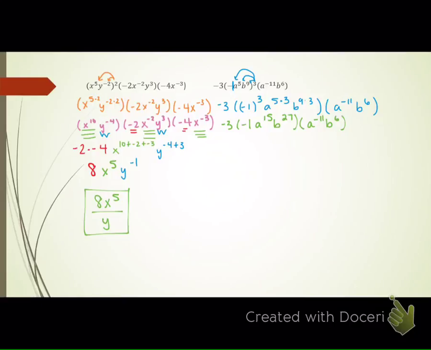So we pull out our numbers and we'll do negative 3 times negative 1. When you multiply, what do you do with the exponents? So we have 15 plus negative 11, and we have 27 plus 6. Negative 3 and negative 1 make a positive 3. A to the 4th. B to the 33rd. Final answer or no? Yes. Okay, we are done.